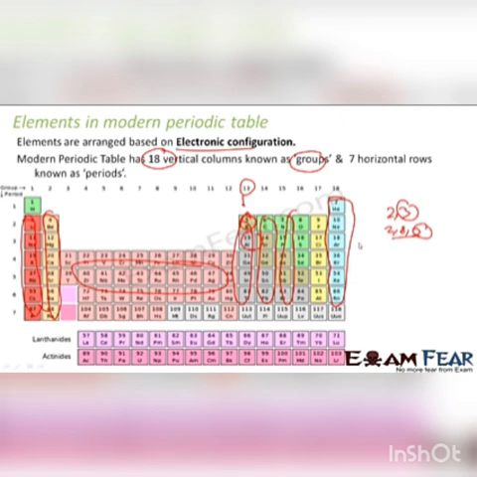And if you take, let's suppose, beryllium and magnesium. Beryllium is 2, 2, and magnesium is 2, 8, 2, correct? So if you see, both have 2, and that's why it is a group.